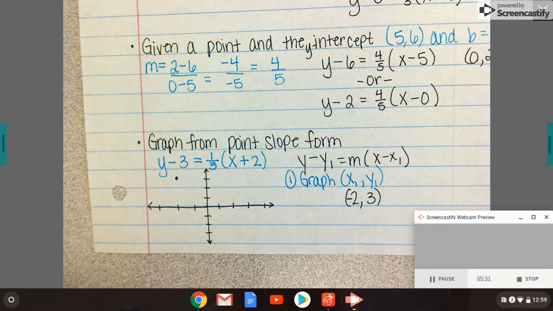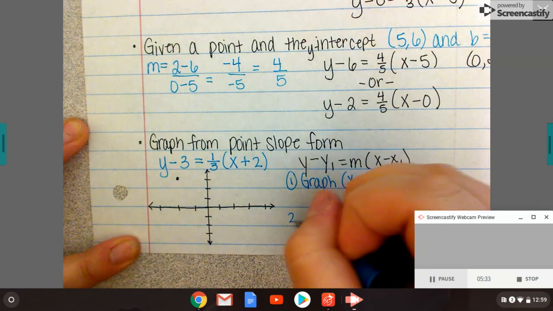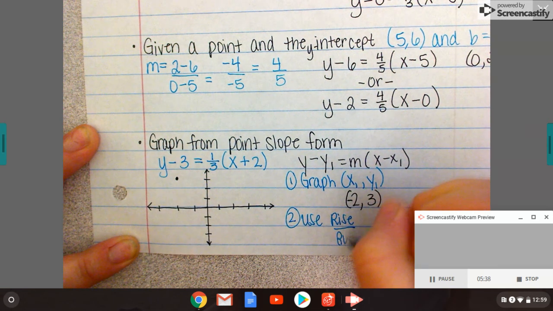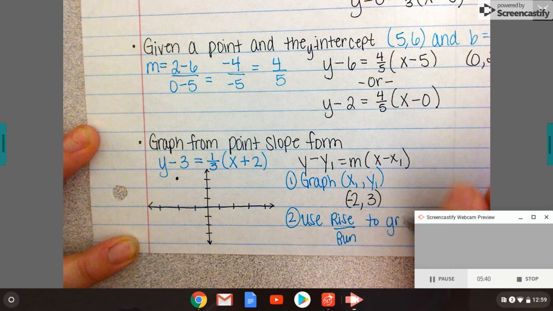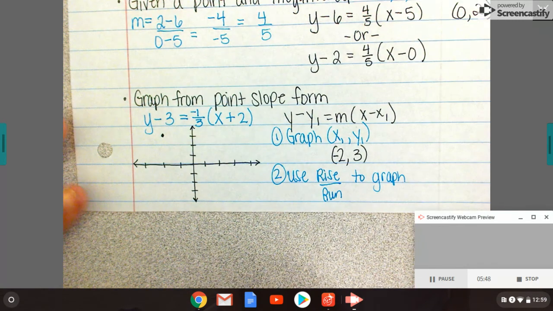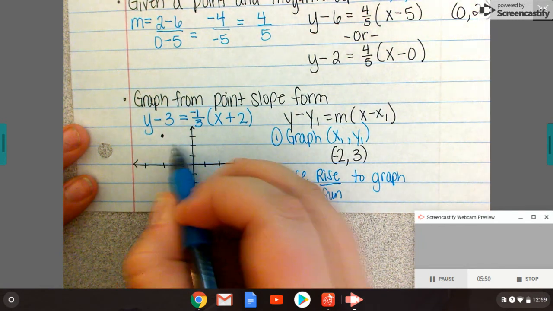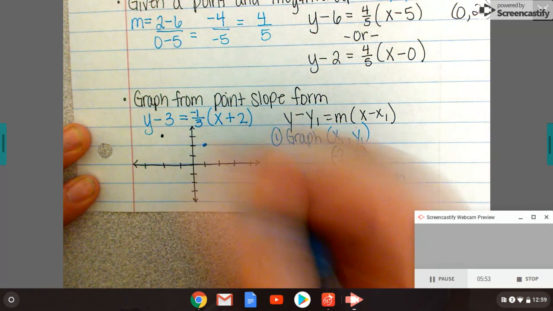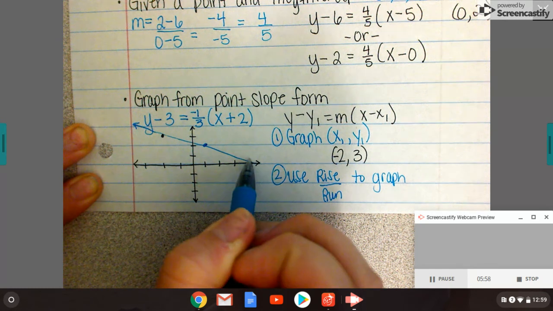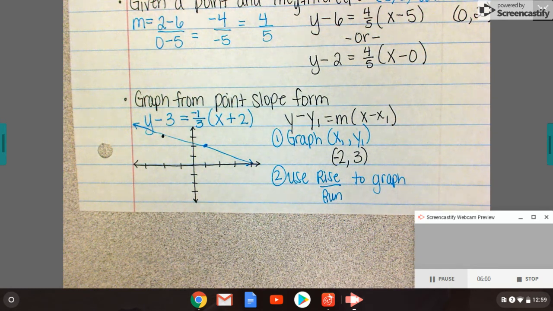There's that point. From there, I can use my rise over run to plot my next point. So use my rise over run to graph it. So let's make this be a negative so I give myself some more room. So down 1, right 3. And that's everything I need to make my line. Make sure to throw some arrows on either side and extend it out to the edges of the screen. And you'll be all set there. We'll do one more example where I give you a graph and then we'll be all set.